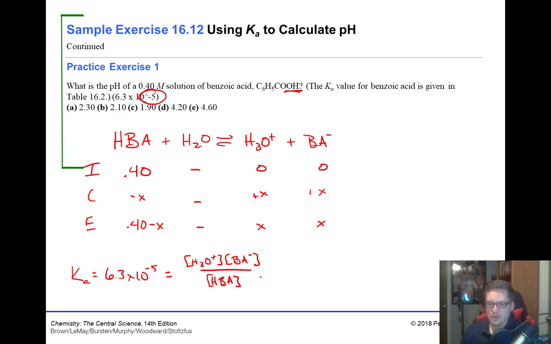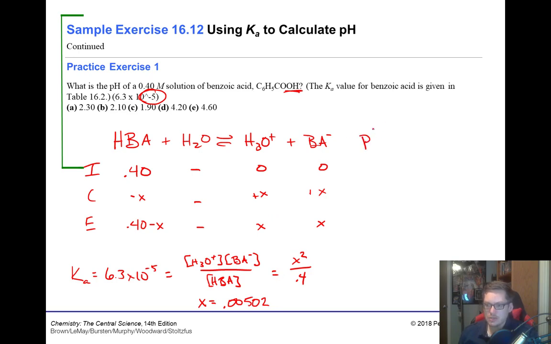Now we just established that we can ignore that x value right there, so this simply becomes x squared over 0.4. So if we solve for this, that means for our x value, we need to take 6.3 times 10 to the minus fifth times 0.4, and then take the square root of that. We get 0.00502. We only really need 2 sig figs, so it would be 0.0050, but whatever. So that's our concentration of hydronium.